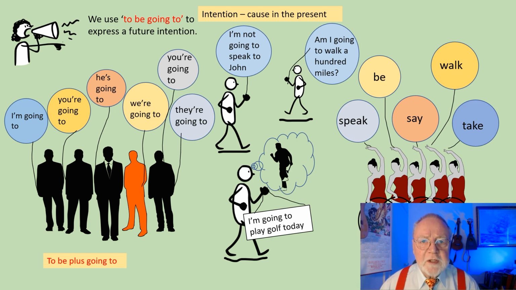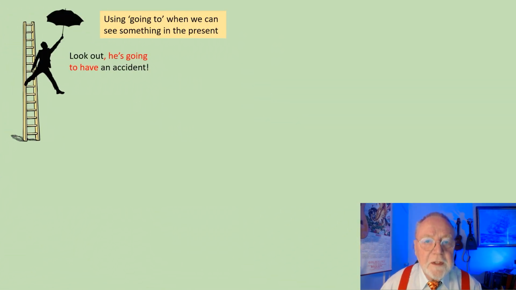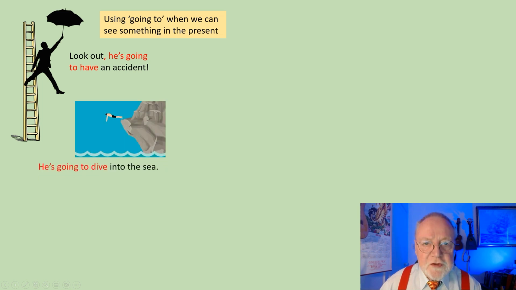Now let's look more closely at this idea of an intention with the cause in the present. Here's a situation very much in the present. Look at this silly man. Look out! He's going to have an accident. That's a clear prediction, and it's obvious something's going to happen in the future. Here's another situation. He is going to dive into the sea. We're in the present, but his action is going to be in the future.